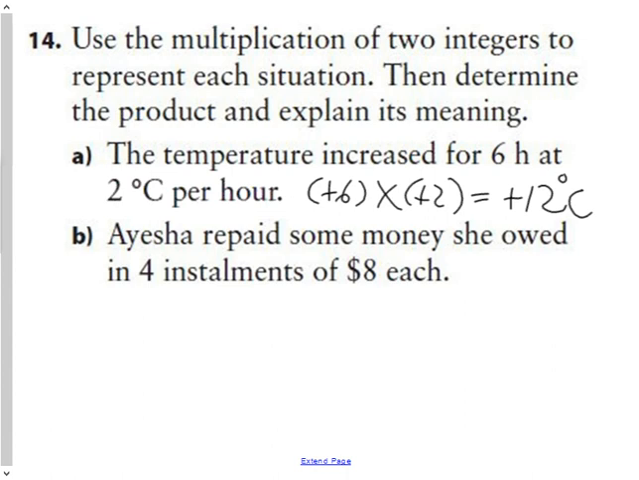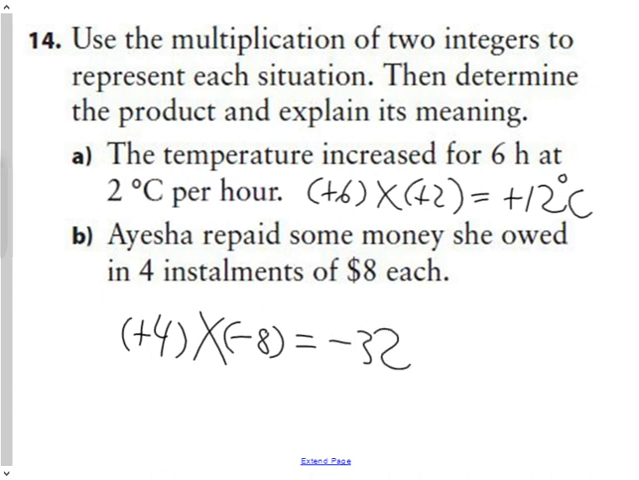In the second one, you can think of it 2 different ways. So Aisha repaid some of the money she owed in 4 installments of $8 each. So positive 4 times, and each installment, you can either think of her as losing $8 or gaining. So I'm going to think of her as losing $8. So at the end of the day, if she paid off from her bank 4 installments of $8 each, at the end of those payments, she is $32 poorer. Okay, so that's one way to think of that.